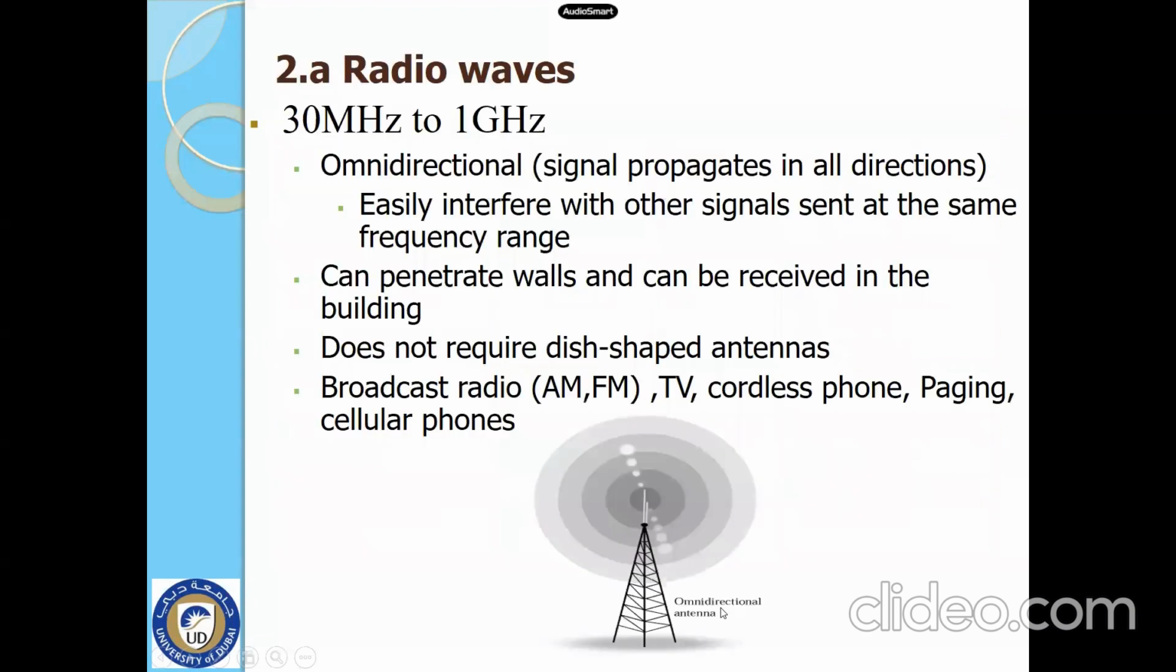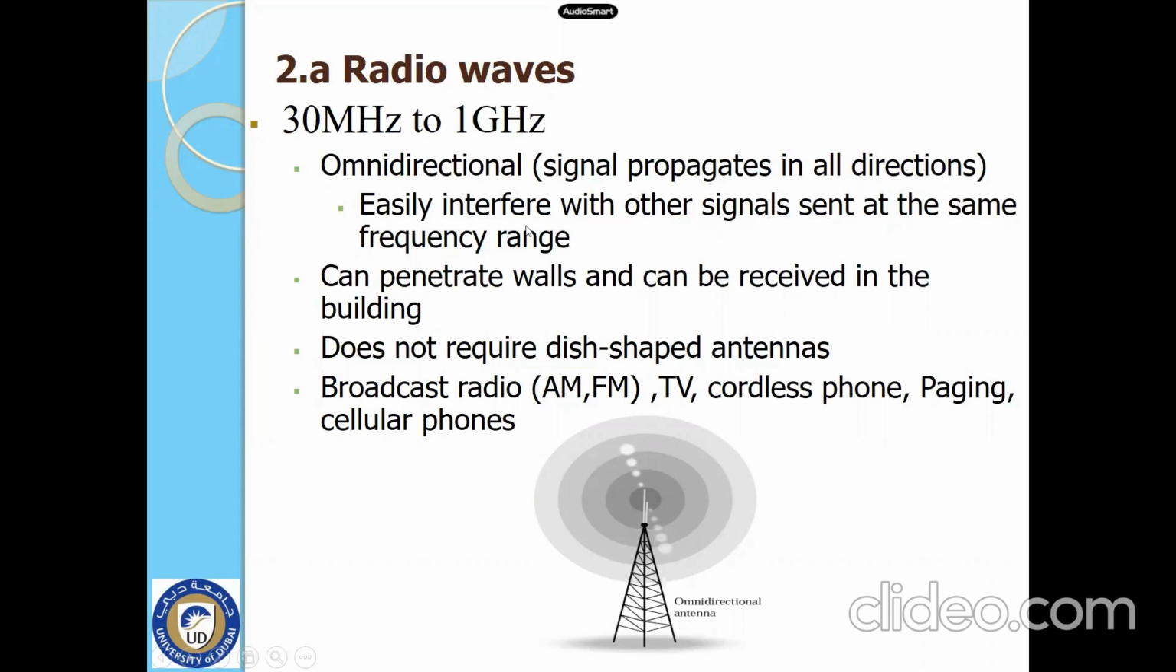Okay, so let's talk a little bit about radio waves. The range is from 30 megahertz to 1 gigahertz. First of all, it's omnidirectional. By omnidirectional, it means that it goes from one direction to all, so it's like a broadcast. The signal propagates in all directions. Now, it can easily interfere with other signals sent at the same frequency range.